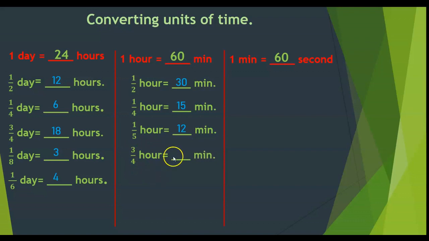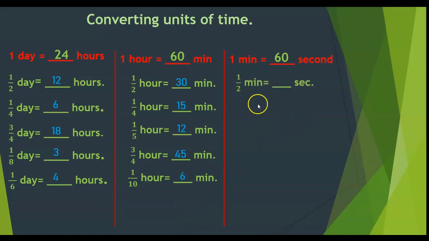3/4 of the hour, so the 1/4 equals 15, then we are going to multiply it by 3, which is 45 minutes. 1/10 of the hour, 60 divided by 10 equals 6 minutes.